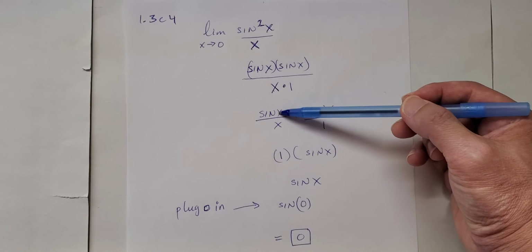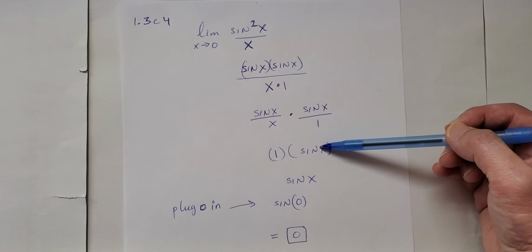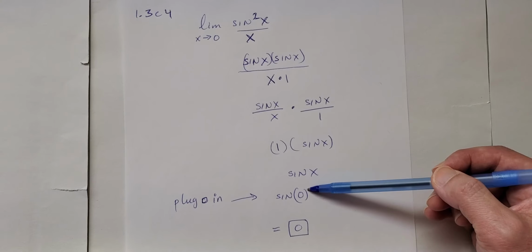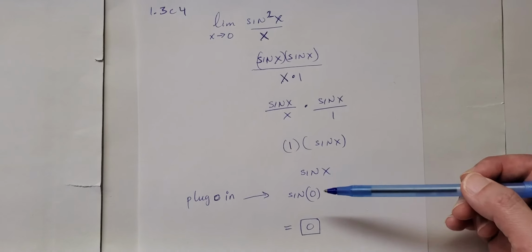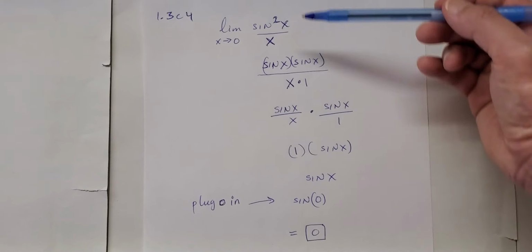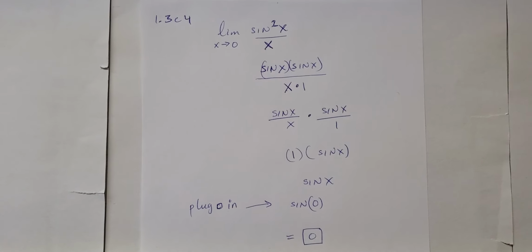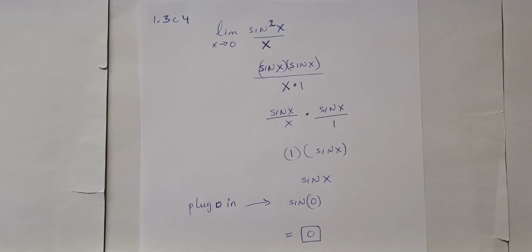This right here is always 1. And then sine divided by 1 is just sine. 1 times sine is sine x. Plug in 0, making sure it is in degree mode. So sine 0 is 0. So this is the answer to this. This is the lesson for 1.3C4 and all the other homework in this lesson.